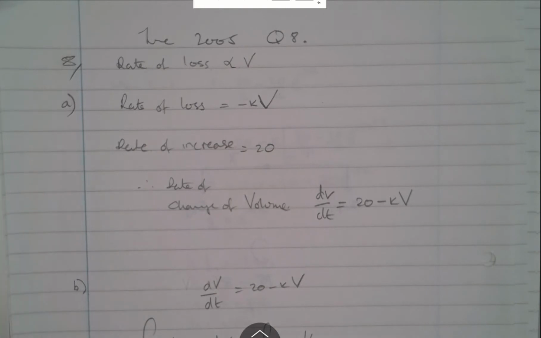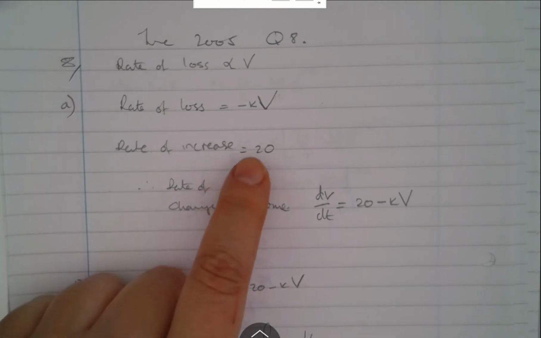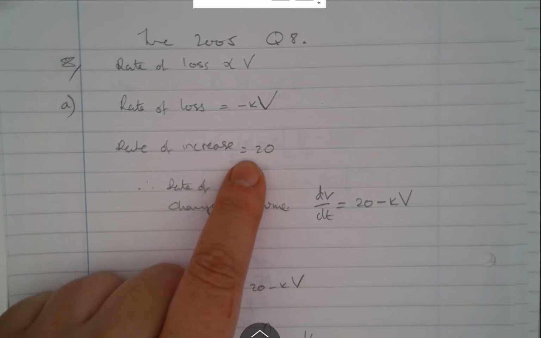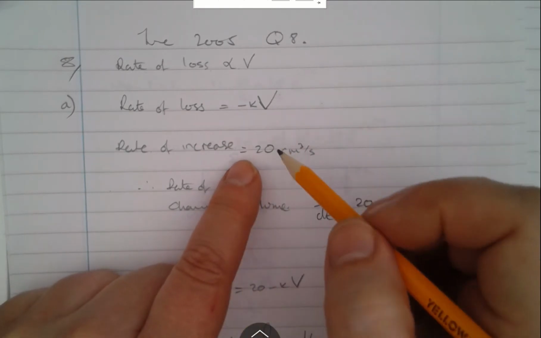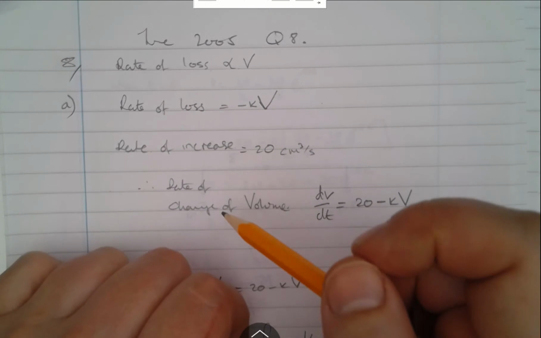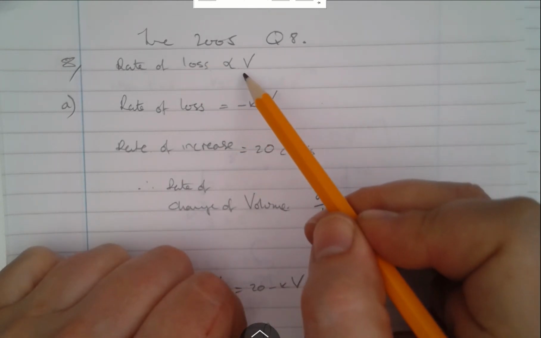Okay, so in question 8, June 2005, C4, you can see that the water is being poured into the container at a rate of 20 cubic centimeters per second, right? And it's also losing some volume, and that loss is proportional to the volume.